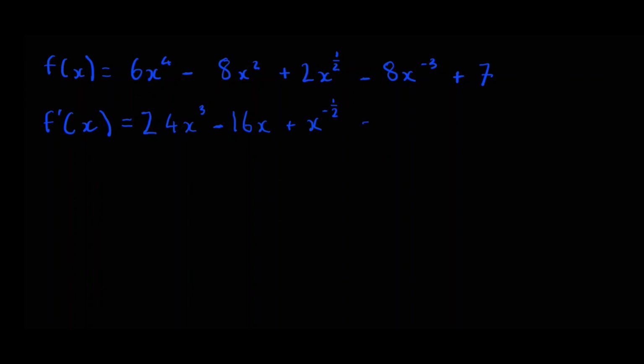Then we have minus 8x to the power of negative 3. Negative 3 times negative 8 is 24. So it becomes plus 24x. And then negative 3 minus 1, the power becomes minus 4. And then our last 7 is a constant, so we know it just disappears. So this is the final answer.